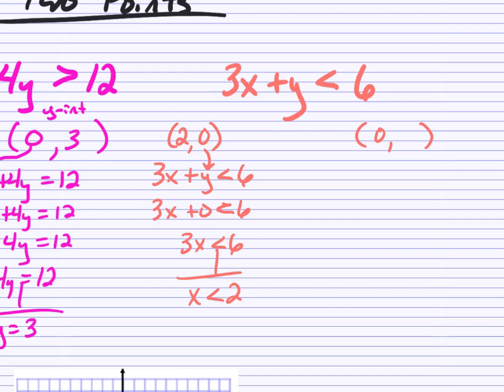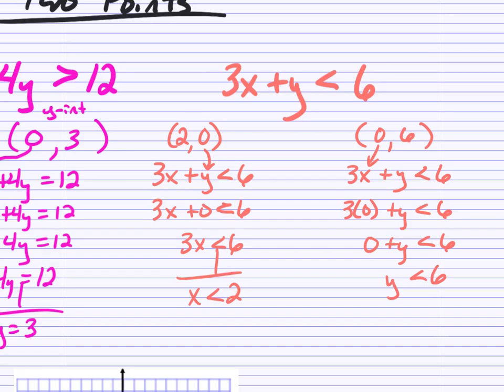Now let's do the y-intercept. 3x plus y is less than 6. I know the x value is 0. So 3 times 0 plus y is less than 6. 3 times 0 is 0. 0 plus y is just y, is less than 6. So I know my y-intercept is (0, 6). So I'm going to go plot those 2 points, (2, 0) and (0, 6).